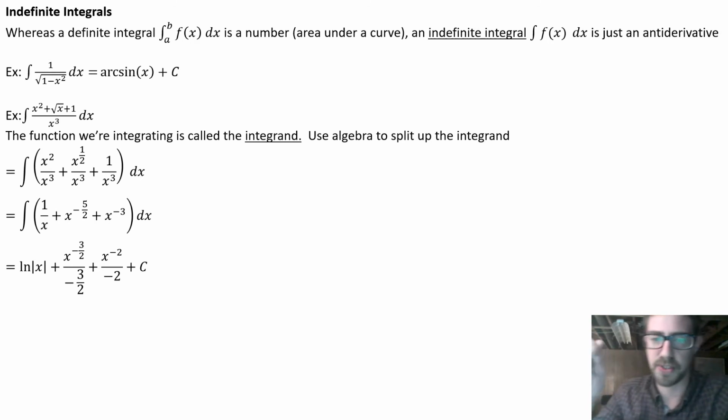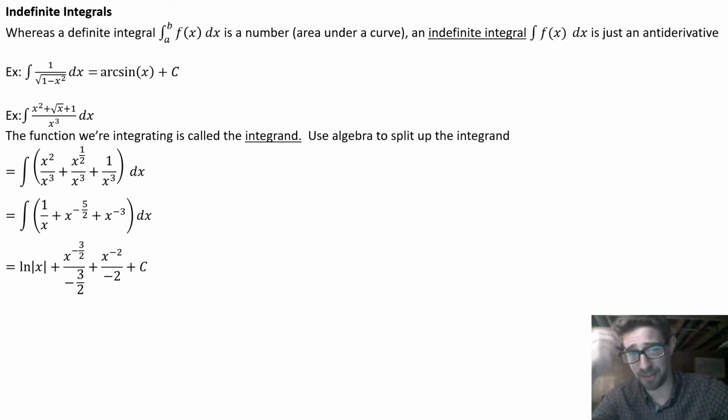-3 plus 1 is -2, so it's x to the -2 over -2. And then I threw in a plus c just again for etiquette. If you left the answer like that, I wouldn't mark it wrong. I just personally don't like to see compound fractions. That over -3/2 is gross to me. So I'm going to simplify it just a little bit.